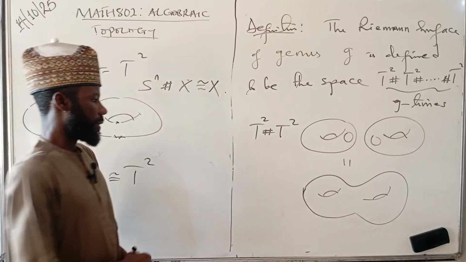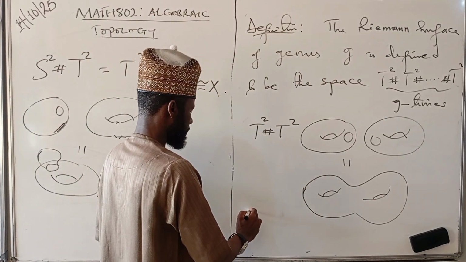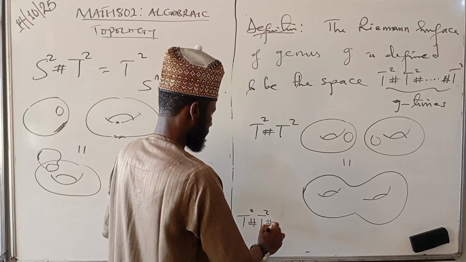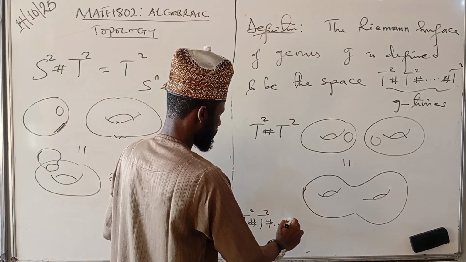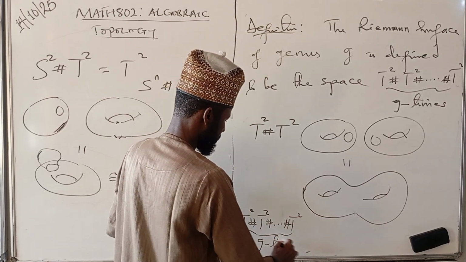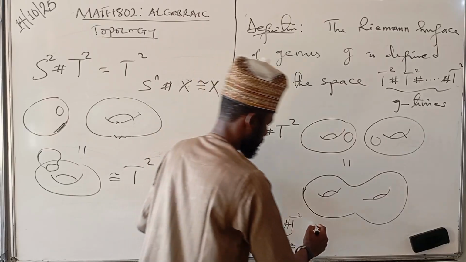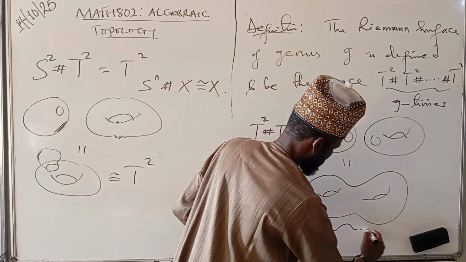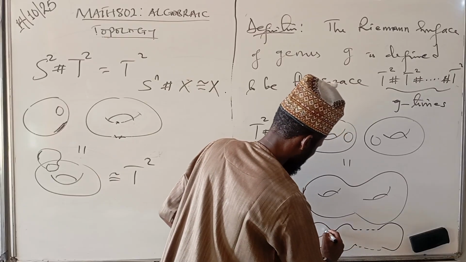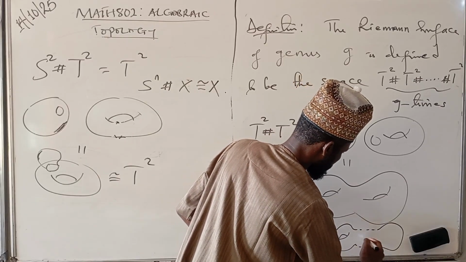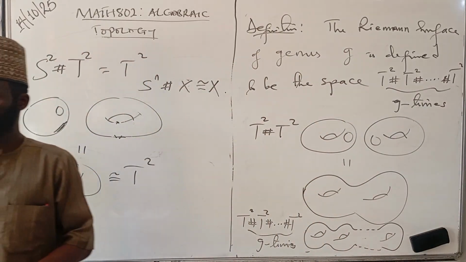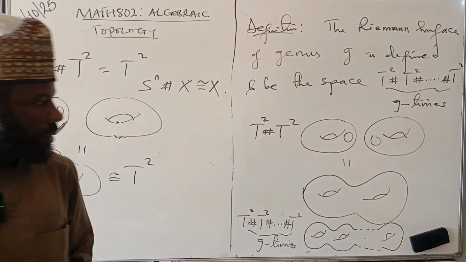Right. And in general, this connected sum, when you think of having G copies of a torus, it is going to be this space. It's like you are having a torus with G holes. Okay? So that's it.